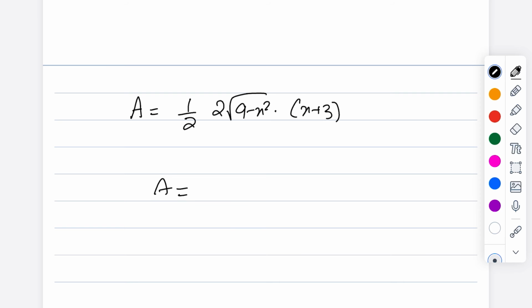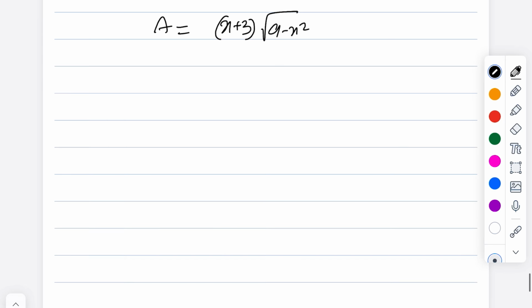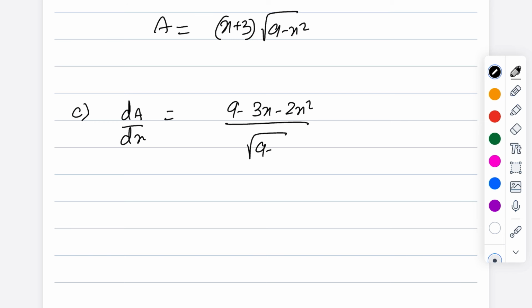So what's going to be the area? Area is (x plus 3) times square root of 9 minus x square. Now part C. Show that dA by dx equals (9 minus 3x minus 2x square) divided by square root of 9 minus x square. So what am I going to do? I am going to do the product rule.